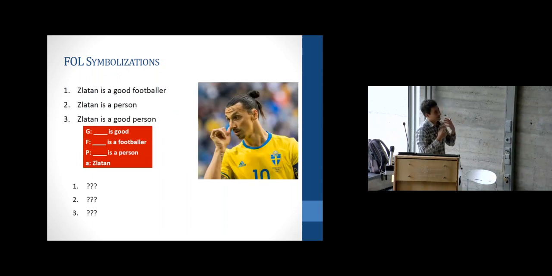Zlatan is a good footballer, and Zlatan is a person, and Zlatan is a good person. How would you formalize these? So G for is good, F for is a footballer, and P for is a person. A is Zlatan. So Zlatan is a good footballer, maybe the same idea: GA, Zlatan is good, and Zlatan is a footballer. Zlatan is a person, PA, and Zlatan is a good person, GA and PA. Okay, there's a problem here.